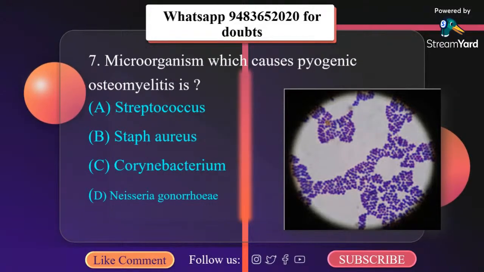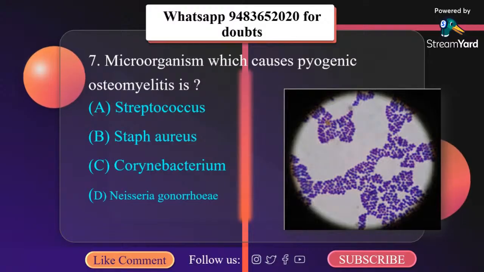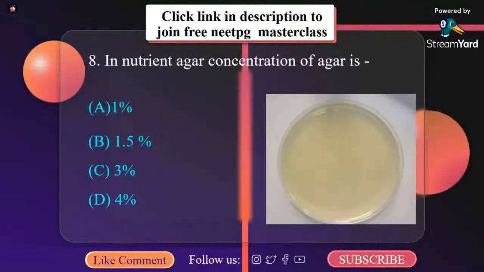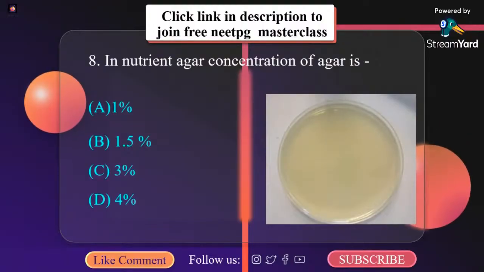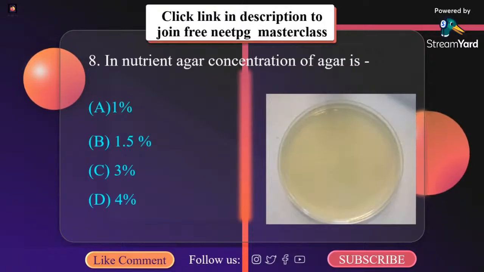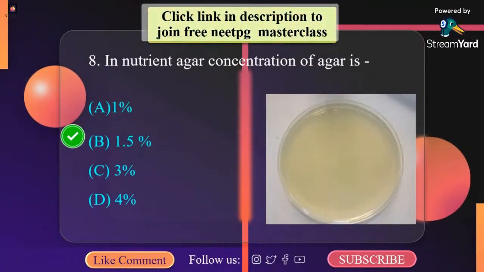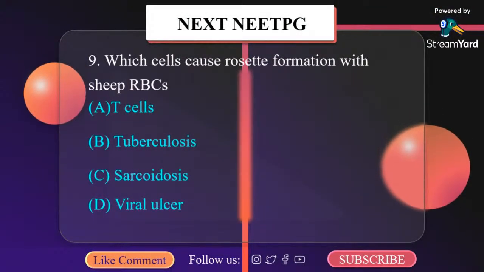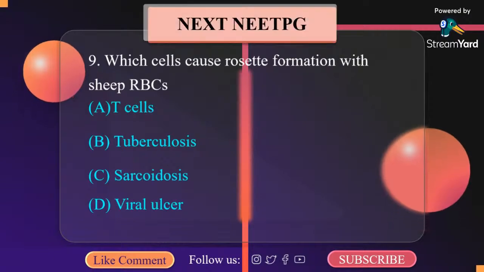Microorganism which causes pyogenic osteomyelitis is A. Streptococcus, B. Staph aureus, C. Corynebacterium, D. Neisseria gonorrhoeae. It is staph aureus. In nutrient agar, concentration of agar is A. 1%, B. 1.5%, C. 3%, D. 4%. It is 1.5%. Which cell causes rosette formation with sheep RBCs? T cells, tuberculosis, sarcoidosis. It is T cells.